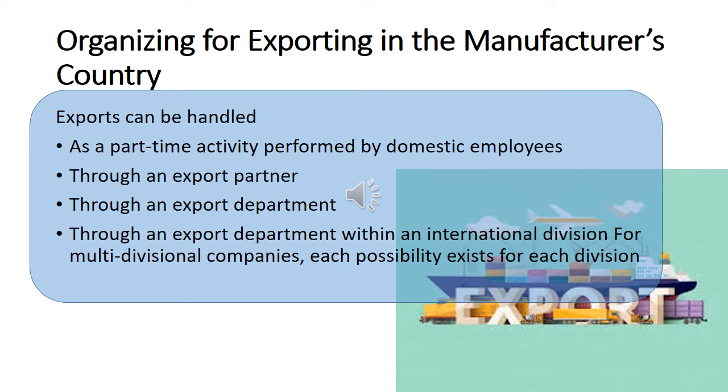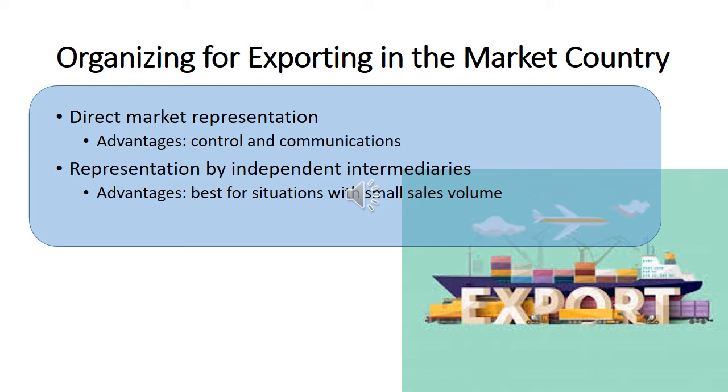Organizing for exporting in the manufacturer's country. Export can be handled as a part-time activity performed by domestic employees, through an export partner, through an export department, or through an export department with an international division for a multi-divisional company, possibly one for each division. Organizing for exporting in a market country. Direct market representation has the advantage of control and communication, and representation by independents or intermediaries is best for situations with small sales volume.